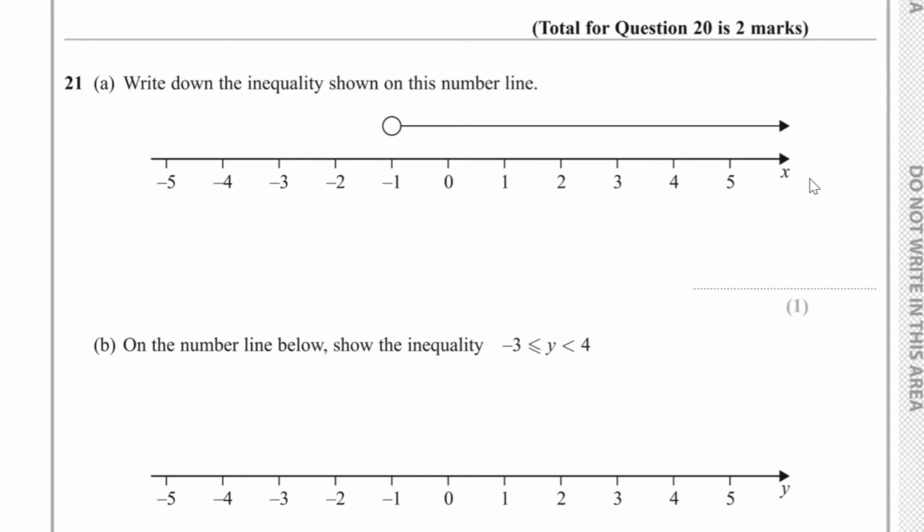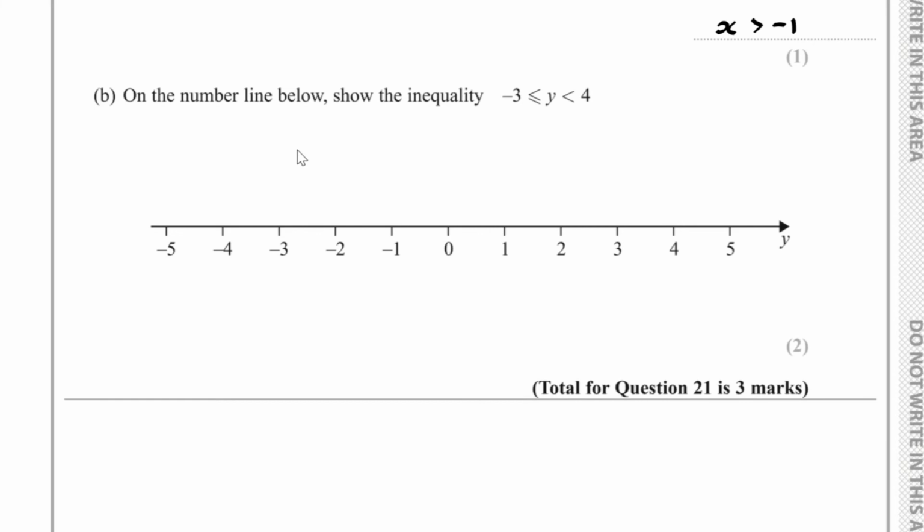Question number 21. We have to, for part A, write down the inequality shown on this number line. Well, what we can see here is x is going to be greater than -1. The arrow points to the right of the circle on this number line.